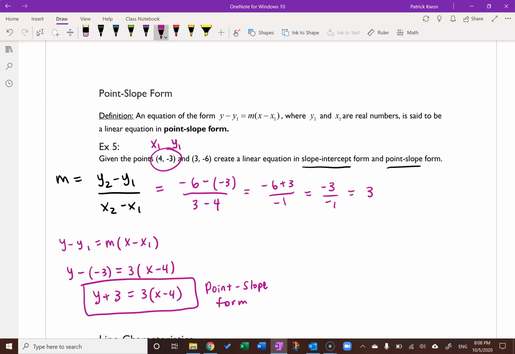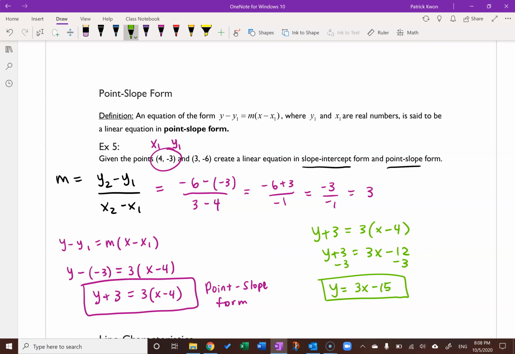All right, and now if we take that equation and solve it for y, that's going to give us slope-intercept form. So let's go ahead and do that. So I have y plus 3 equals 3 times x minus 4. And if I distribute that 3 on the right-hand side of the equation, 3 times x is 3x, and then 3 times negative 4 is negative 12. And now I'm going to subtract 3 on both sides. And so we get y equals 3x minus 15. And that is our equation in slope-intercept form.